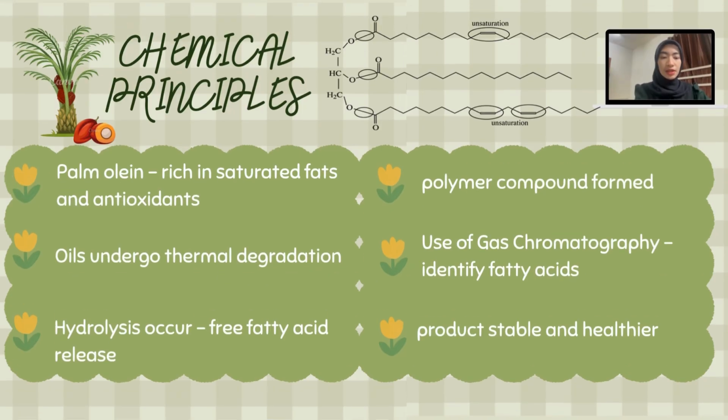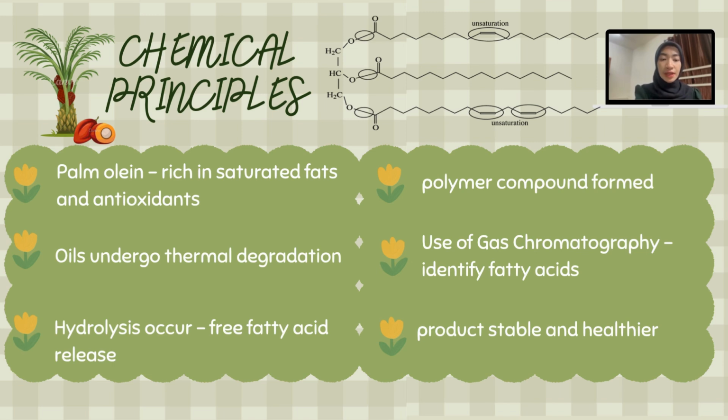The study is grounded in the principle that blending oils with different fatty acid profiles can enhance their overall functionality. For example, palm olein, rich in saturated fats and antioxidants like tocopherol, was blended with canola oil, which is high in unsaturated fats. This combination aims to balance oxidative stability, texture, and nutritional content.